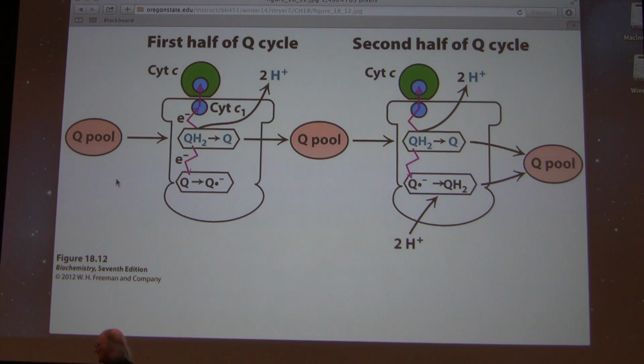Second half of the cycle sounds like something completely different, and it's exactly the same thing that we saw before. A QH2 comes in from the pool, and 1 electron goes on to Q minus. It picks up 2 protons and becomes reduced coenzyme Q, which now gets kicked out into the Q pool. The other electron goes to cytochrome C, and the 2 protons are pumped out. We've taken in 2 QH2s. We've released 1, so we've had a net use of 1 QH2.